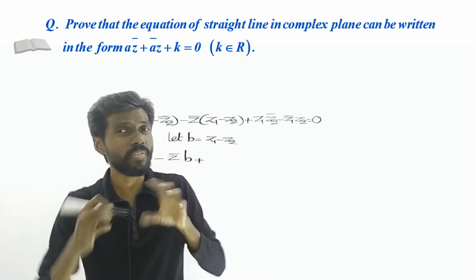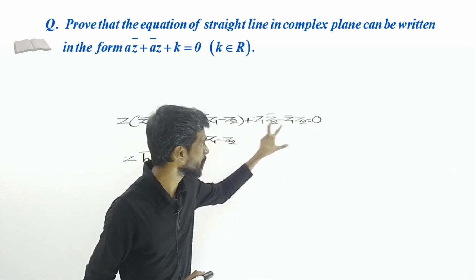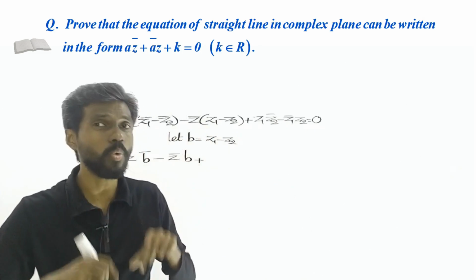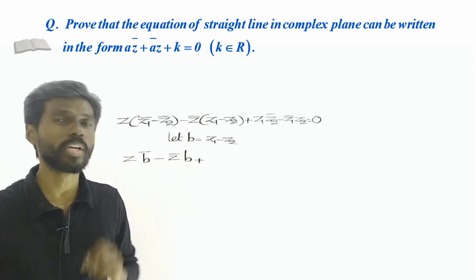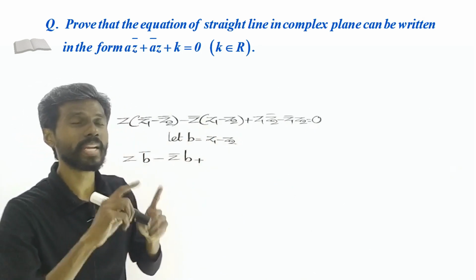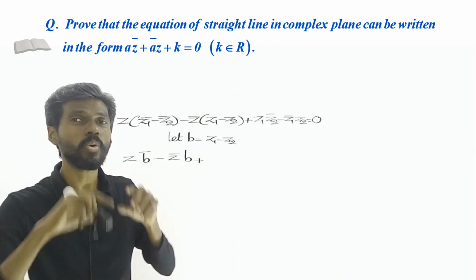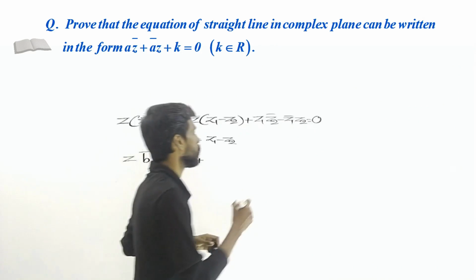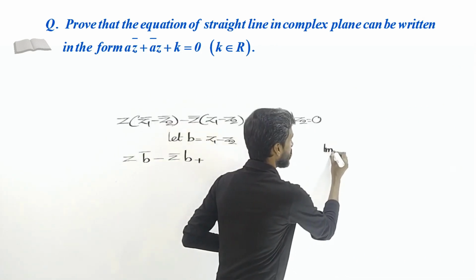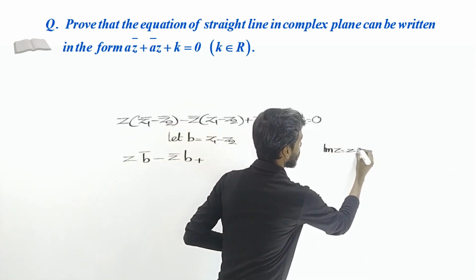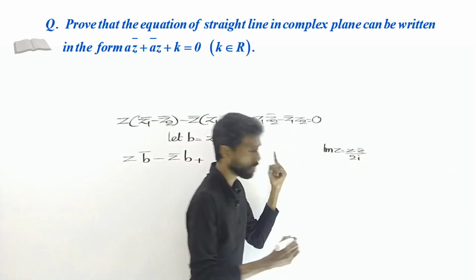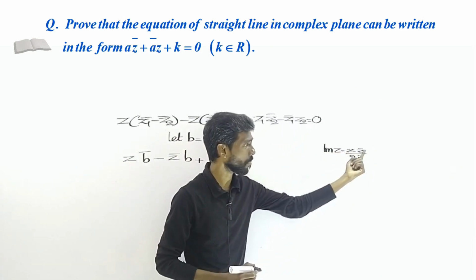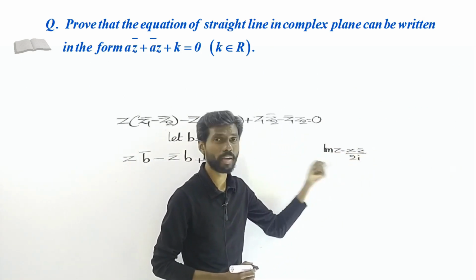So what is the difference between a complex number and its conjugate? That is 2i times the imaginary part. Because what is the formula for imaginary part? Z minus Z bar divided by 2i. So Z minus Z bar is 2i multiplied by the imaginary part. So this is the formula we know. So the imaginary part of Z equals Z minus Z bar by 2i. If you multiply, a complex number minus its conjugate is 2i multiplied by the imaginary part.